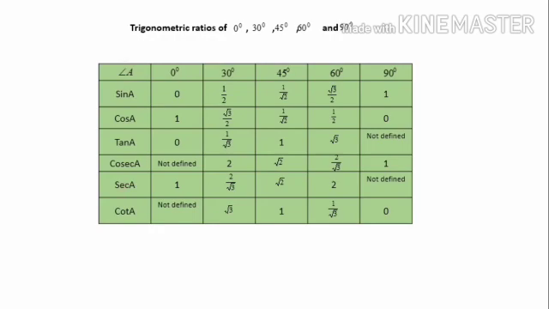Then as I mentioned before, 5 values you have to learn by heart, that is 0, 1 by 2, 1 by root 2, root 3 by 2, 1. That we have to fill in the second row from left to right: 0, 1 by 2, 1 by root 2, root 3 by 2, 1. So first the sin A values are filled, meaning the second row is filled.